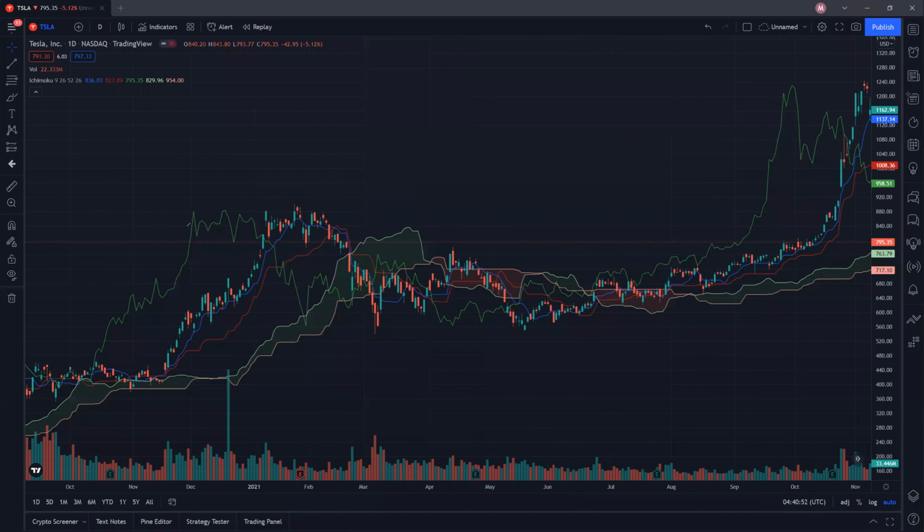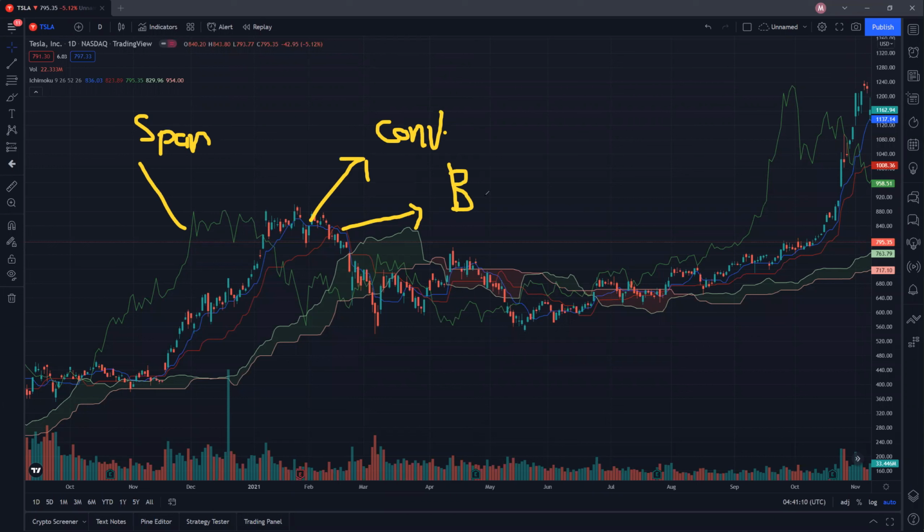You can see that there's this green line here. This is considered a lagging span. And then we also have this blue line. This blue line is known as the conversion line. So this is the conversion line, and in short, I'll just call it CONV, and the red line. This red line is called the baseline. So there are these three components of the cloud, and of course you can see that there's this cloud here, and there's also a cloud here.